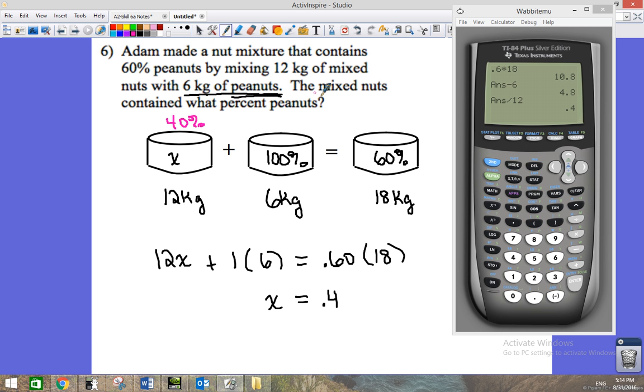The mixed nuts contained what percent of peanuts? The mixed nuts, because see, this one was 100%. The mixed nuts was 40% peanuts. By adding 100%, we increase that concentration from 40 all the way up to 60. All right.